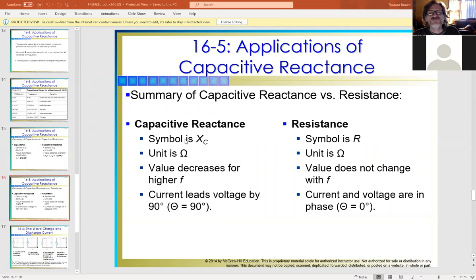So if we look at capacitive reactance versus resistance here, what are the symbols we use? For reactance, of course, we use X sub C, and for resistance, we use R. But the unit we use is still the same, the omega symbol for ohms. The value of this reactance decreases for higher frequencies. For resistance, the value doesn't change whatsoever. And an interesting phenomenon here: current leads the voltage by 90 degrees, while in resistance, current and voltage are in phase.